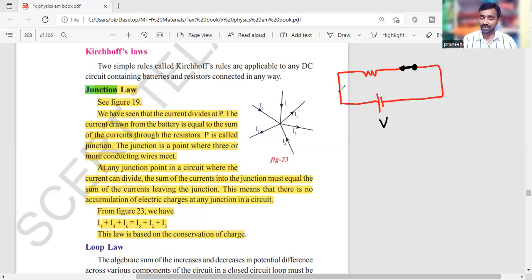So here some voltage is provided by the battery, and a potential difference is generated. Then the current starts to flow from the positive terminal through a resistor towards the negative terminal. So this is the circuit, and we have the current direction and the amount of resistance also. Then what does the loop law say?